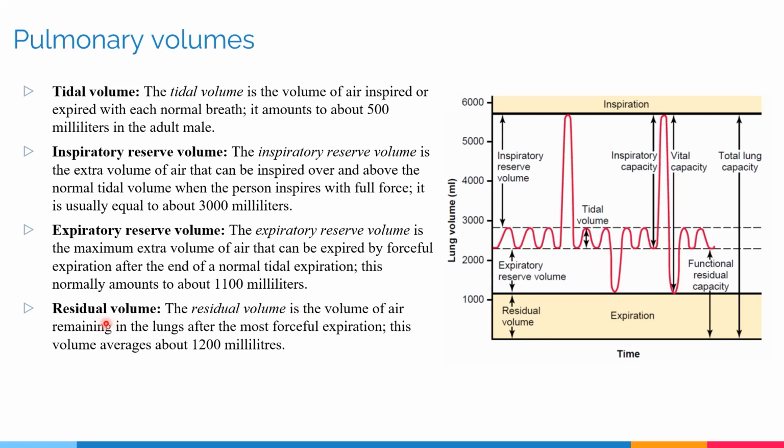The final pulmonary volume is the residual volume. The residual volume is the volume of air remaining in the lungs after the most forceful expiration. This volume averages about 1200 milliliters. And this yellow region is the residual volume in the lungs.